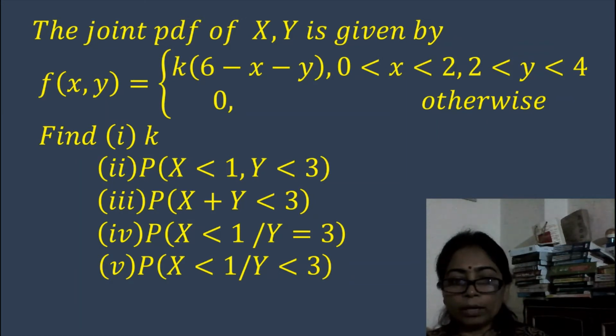Question number 1 and question number 4 were already solved in the previous video lectures. Question number 1 is solved in the video lecture of bivariate distribution for continuous random variable. Question number 4 is solved in the marginal density function. Here in this lecture, I am going to solve question number 2, 3 and 5.